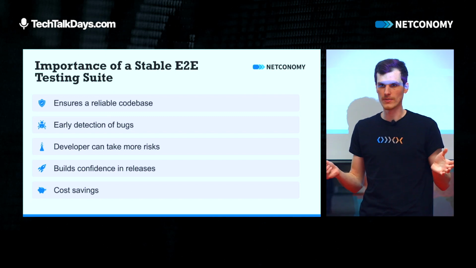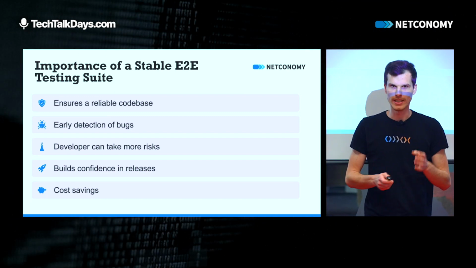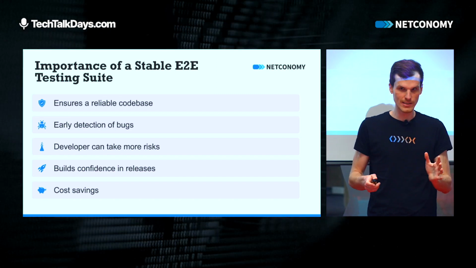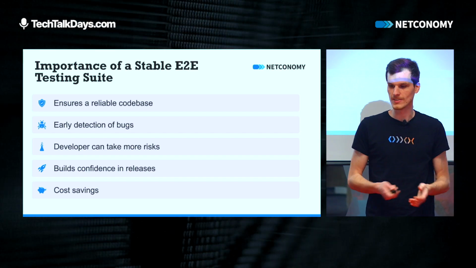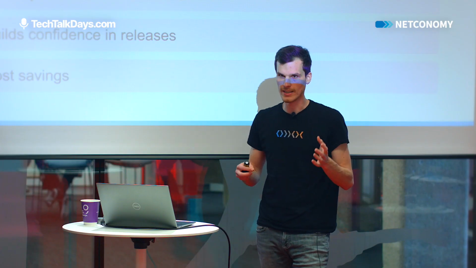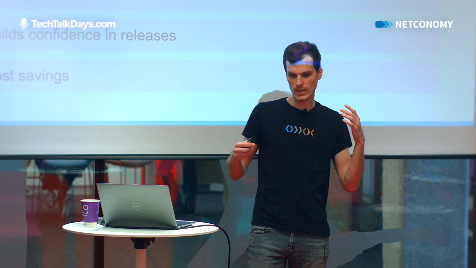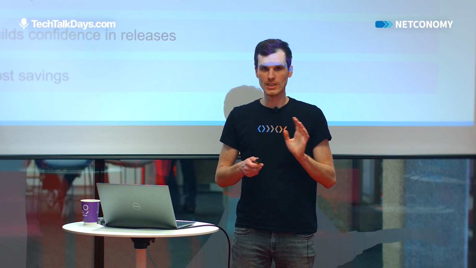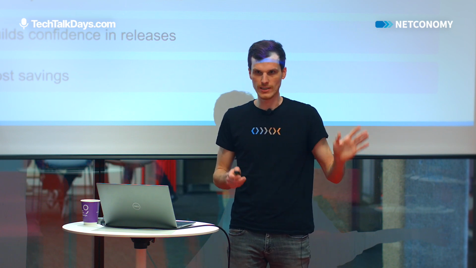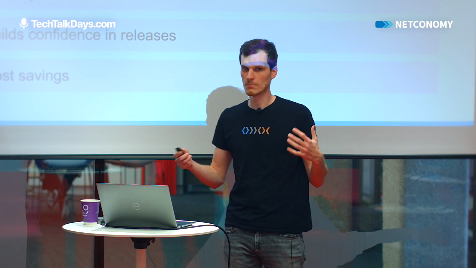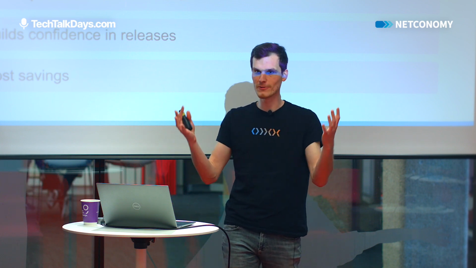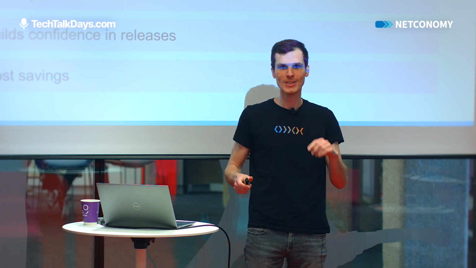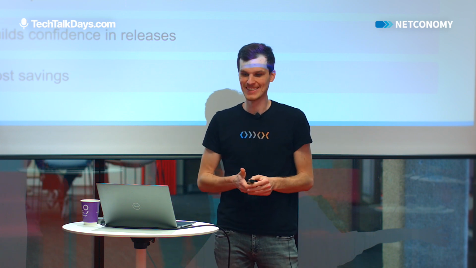And why is it important to have a stable end-to-end testing suite? It ensures a reliable code base. So if your end-to-end tests run through regularly and consistently, you can be sure that your code works as expected. It helps you to detect bugs early. So if your test suite runs once a day during the night, for instance, you will immediately see if something broke that you merged the day before. This way, developers can take more risks, so they can do a big refactoring and can be sure, if the test pipeline runs through successfully, that they didn't break anything.